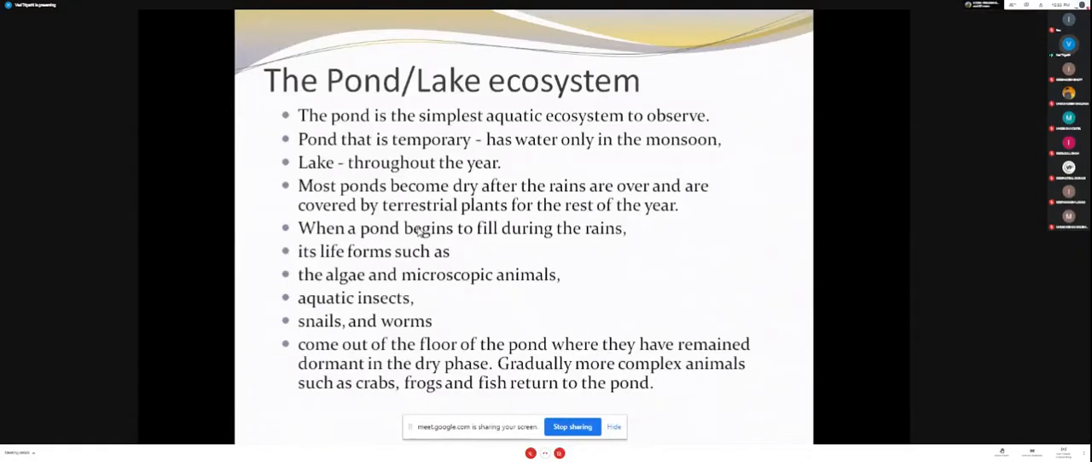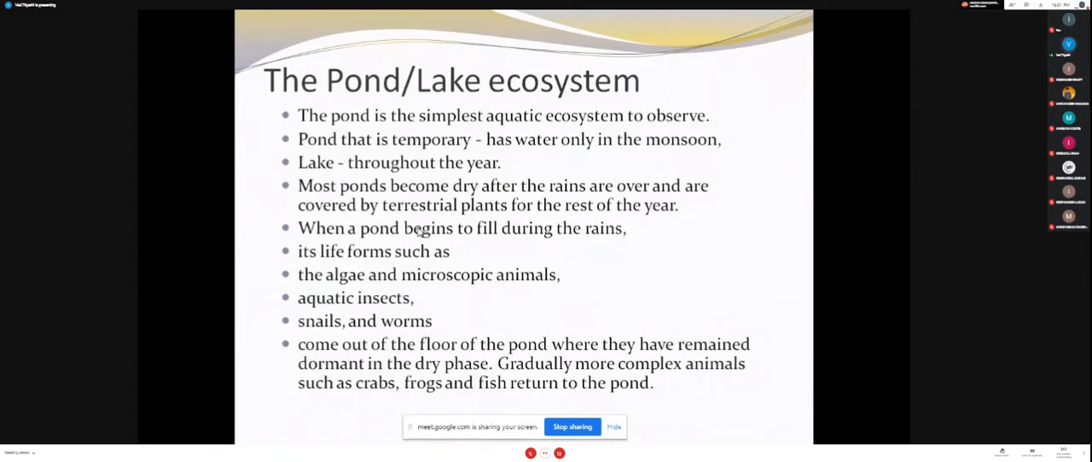The simplest type of aquatic ecosystem is the pond ecosystem. And pond is a temporary ecosystem which has water only during monsoons, and during the summer season it dries, while lake has water throughout the year. So that is one of the distinctions between ponds and lakes.